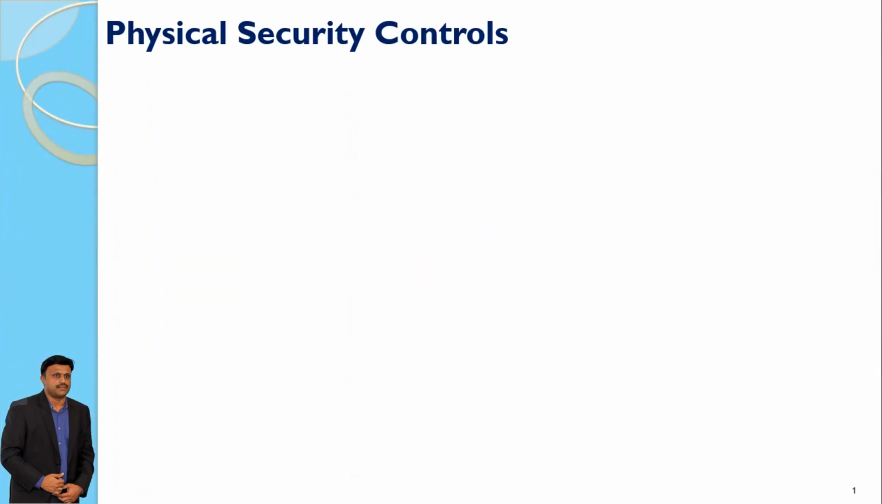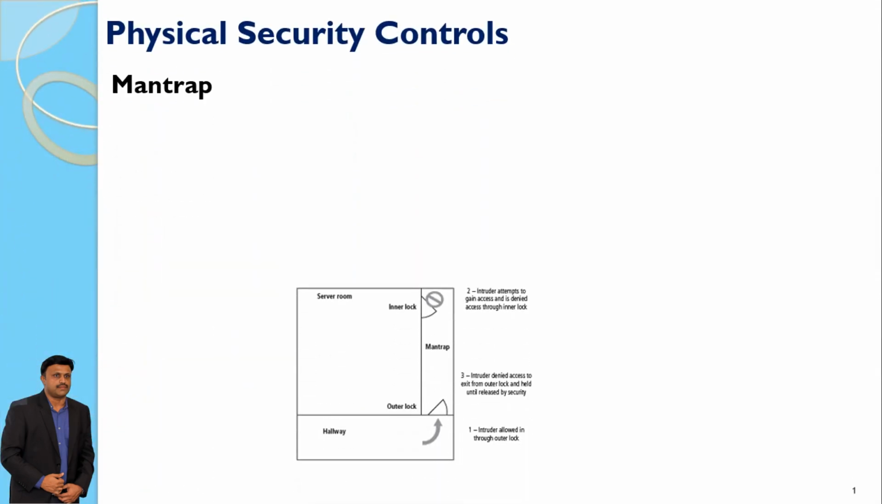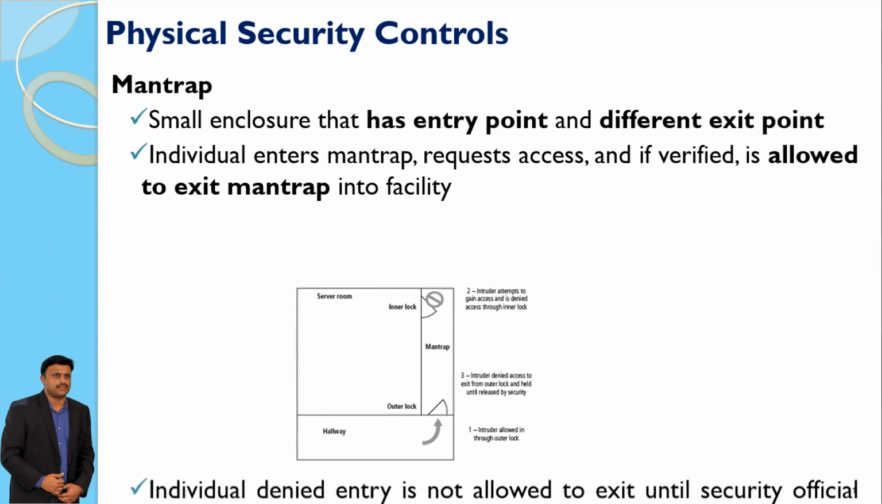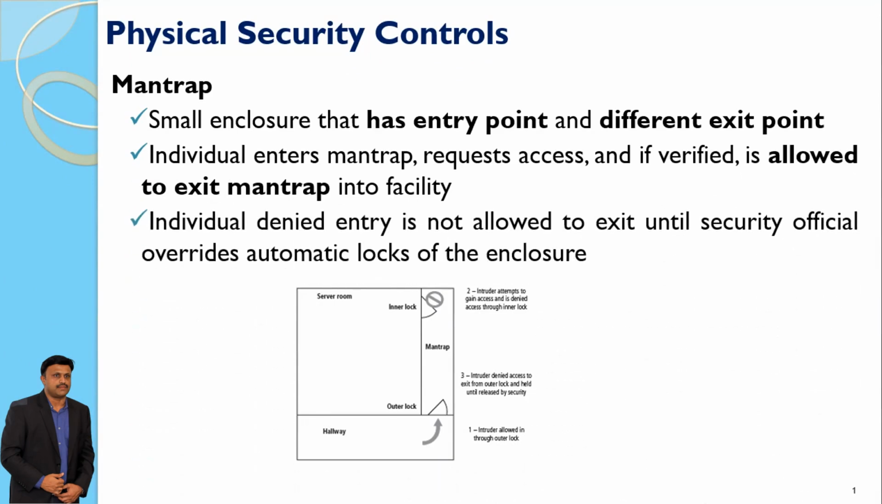A man-trap is a small enclosure with an entry point and a different exit point. It ensures that individuals are verified before being allowed to enter the facility, enhancing security by preventing unauthorized access.